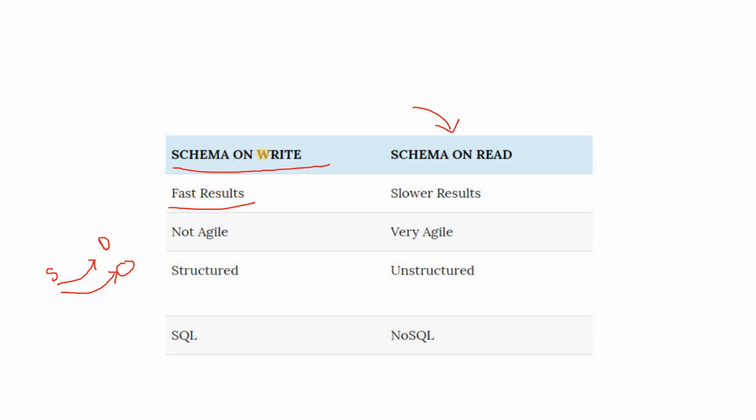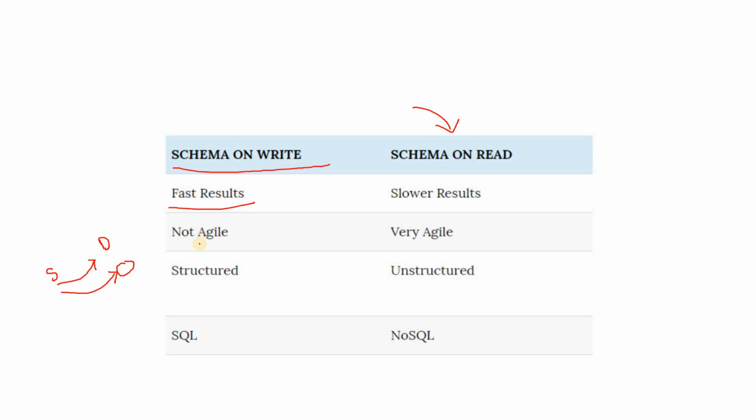But in case of schema on write, what happens? Read is very fast because the table is completely clean and structured. But while writing the data, we are validating the schema, which is a little bit time consuming. So in schema on write, the writing process in the data destination takes time.